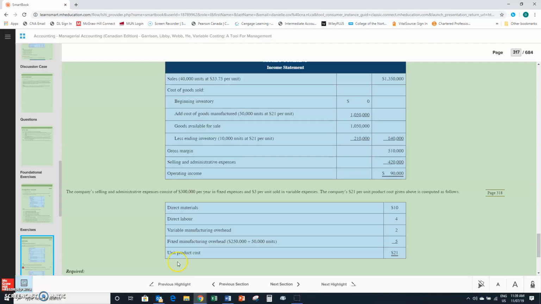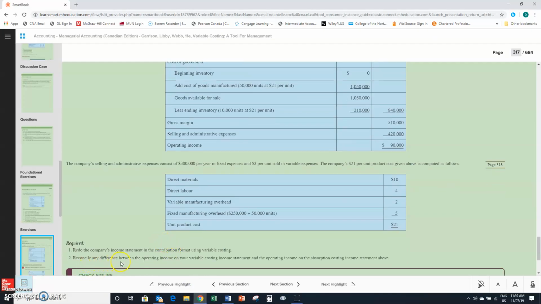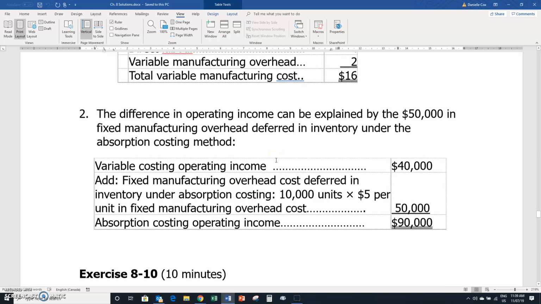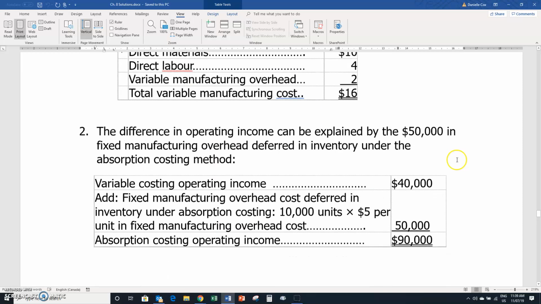Then it asks us, reconcile any difference between the operating income for the variable costing income statement with the operating income on the absorption costing income statement. Okay, always do these the same way. Start off with your variable costing operating income, which we just calculated up here is $40,000. Then you either add fixed manufacturing overhead costs deferred in inventory, or you subtract fixed manufacturing overhead costs released from inventory. And that'll bring you to your absorption costing operating income.